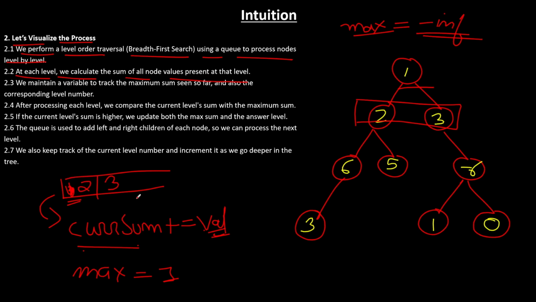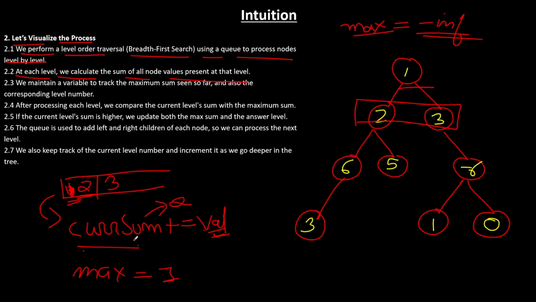So when we will, and this current sum will get updated to 0 again. Fine. That could be done, because at each level we have to count the fresh sum. Okay. So what happens now? We have 2, right? So we will add 2 into our current sum. So our current sum will become 2.